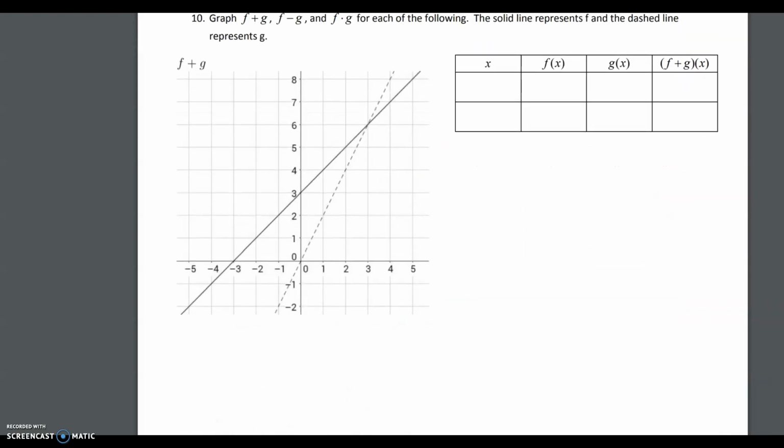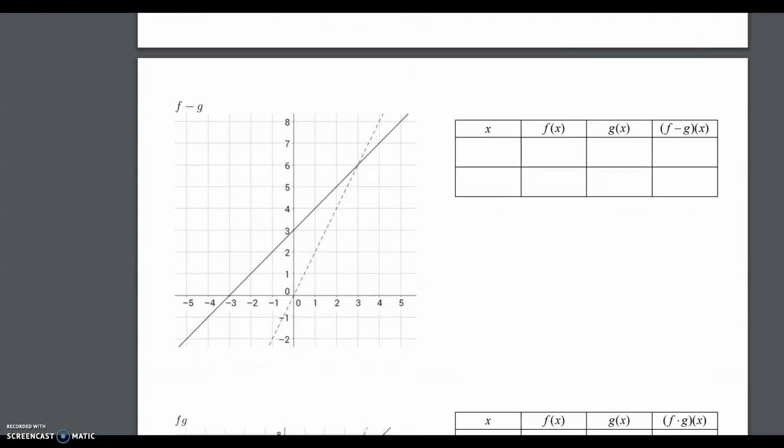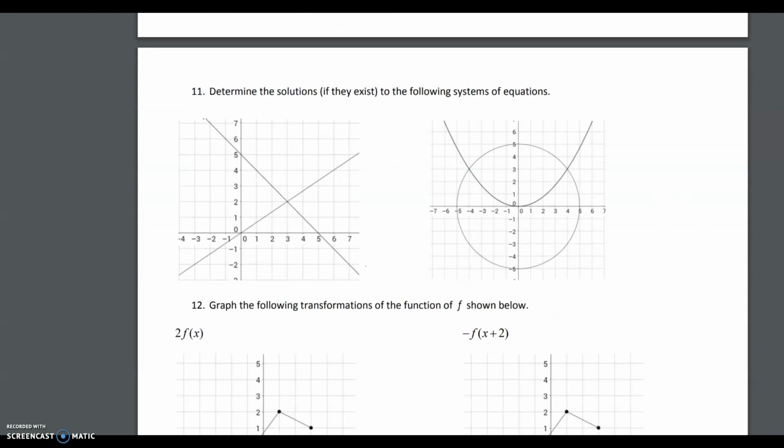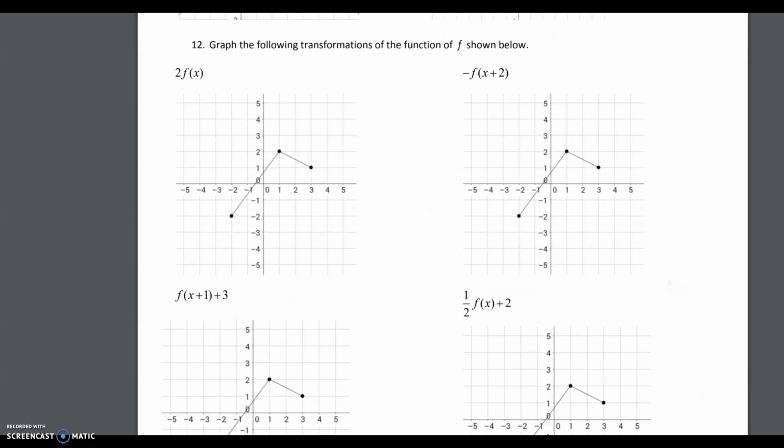Combining functions, what we need to think: their intersection. What points can we get? There's one combining function question. This is a very easy one. Determine the solutions of functions from their intersection. What points they intersect, and that's their solution.